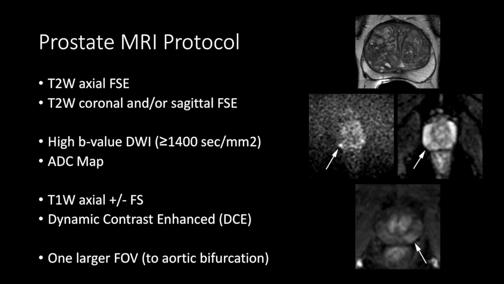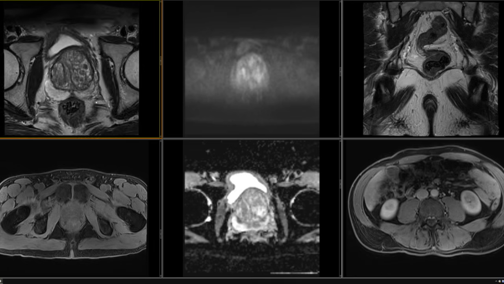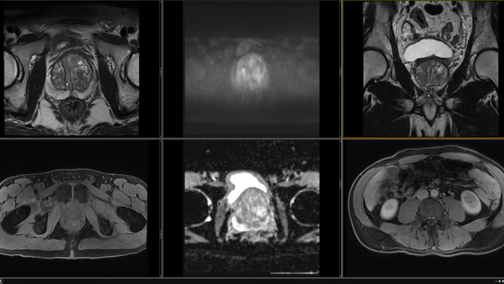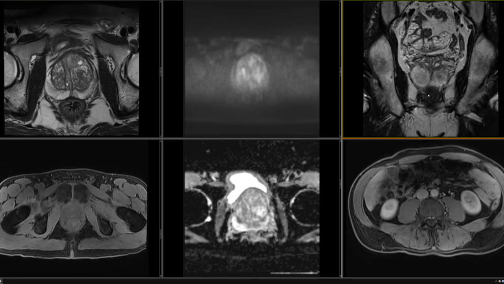Okay, so now let's look at a real prostate MRI study, look at the sequences, and then look at some basic anatomy. Okay, so this is a prostate MRI. So again, a protocol will include our T2 weighted images, so our axial T2 weighted image here of the prostate. You can see the zonal anatomy quite nicely. Here's an example of a coronal T2 weighted image, so we want at least one orthogonal plane.